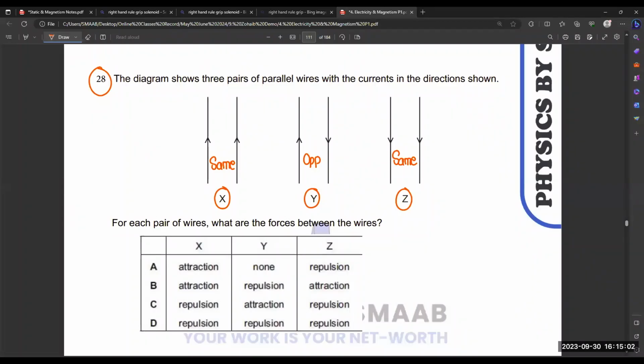Okay, so basically we are on question number 28, right? In question number 28, we have to identify whether there will be a force of attraction or a force of repulsion between X, Y, and Z. So we know that current is moving in the same direction for X, in opposite directions for Y, and again in the same direction for Z. So what will be the forces between the wires? Attraction or repulsion. There are four possibilities. So what do you think?